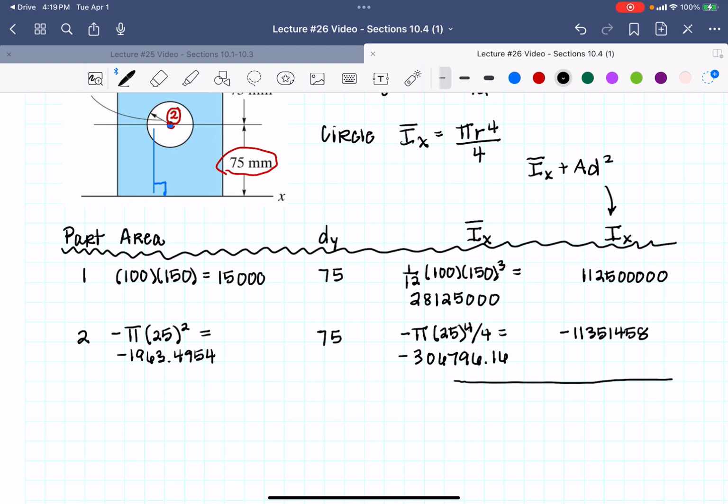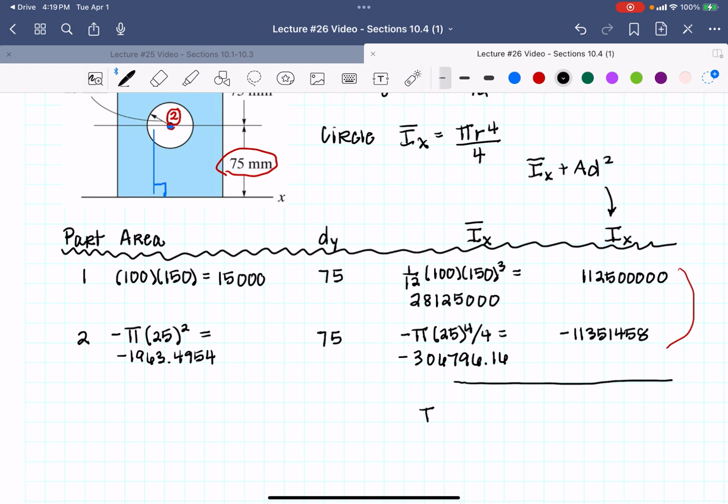So now what I do to get my total is I just sum my I of x column. So I'm going to sum these two numbers together. And when I add them together, I get that I of x, so my total about the x-axis, is 101.15 times 10 to the 6th millimeters to the 4th. And using scientific notation, you could make that number be 10 to the 8th and be only 1.01. It would be the same value. So that's how I'm going to get that for my example.